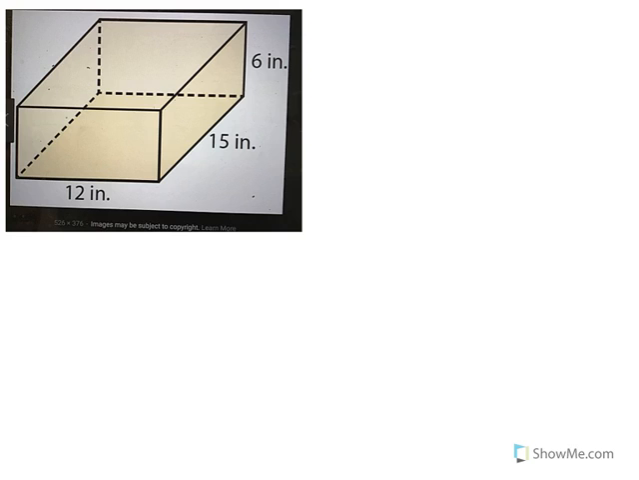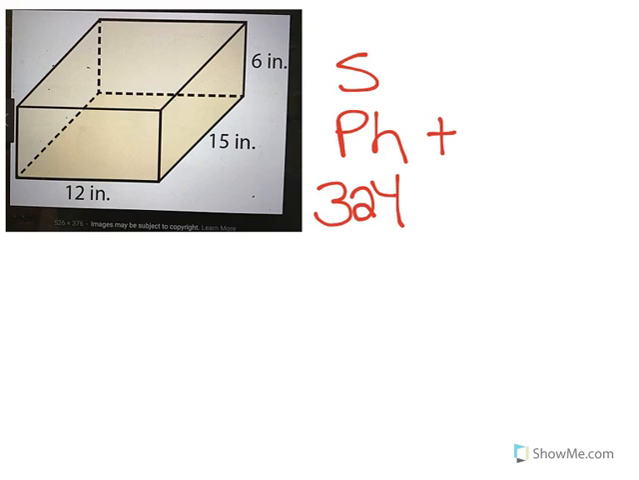So let's find our total surface area, which is PH, which I said is 324, plus 2 times capital B, and that capital B again stands for area of the bottom shape. So what is my bottom shape? Again, it's a rectangle, and this is easy to figure out.